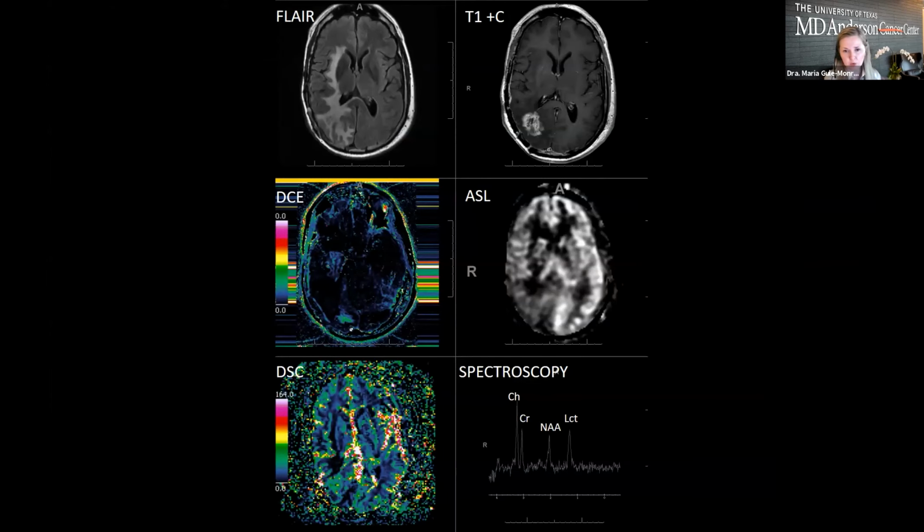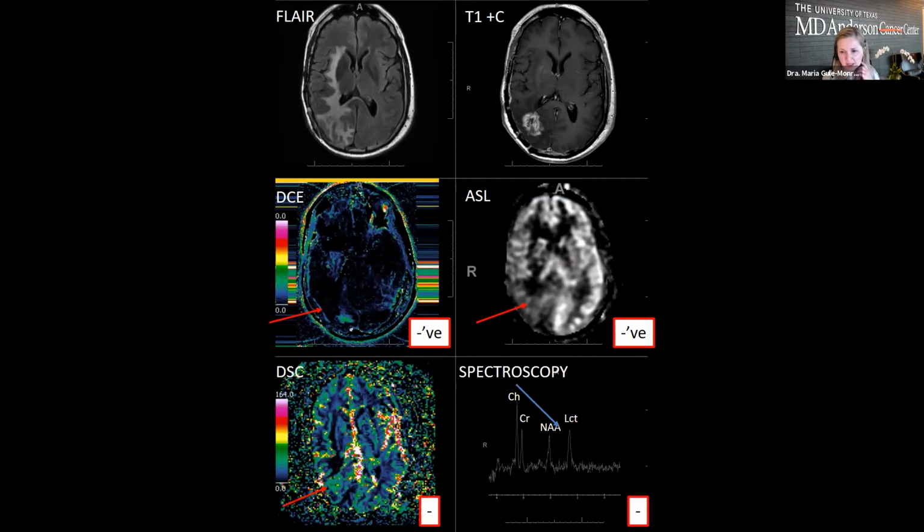An ABTI was performed, and as you can see, there was no significant increase in permeability on the DCE. There was no significant increase in cerebral blood flow in the ASL, or arterial spin labeling, and there was mild increase in relative cerebral blood volume. Looking at the spectroscopy, there was inversion of the choline to creatinine ratio, and Hunter's angle was inverted. As you can see, I've labeled this as negative.